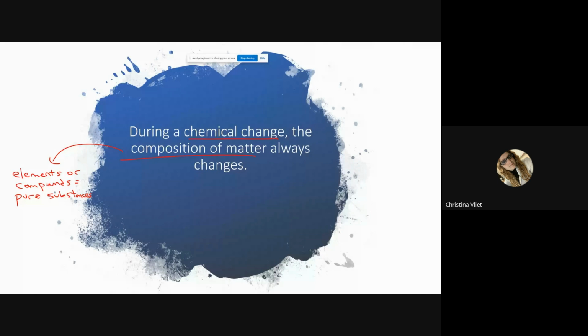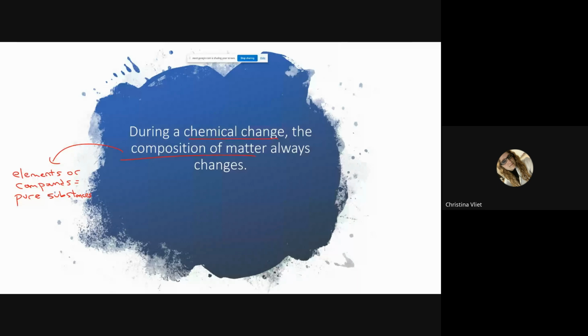So during a chemical change, the composition of matter changes. This means that the atoms rearrange in some different way. Instead of having your atoms as elements, they turn into compounds. They mix together and form compounds. They fuse together and form compounds, I should say. Or they could rearrange in some other way.